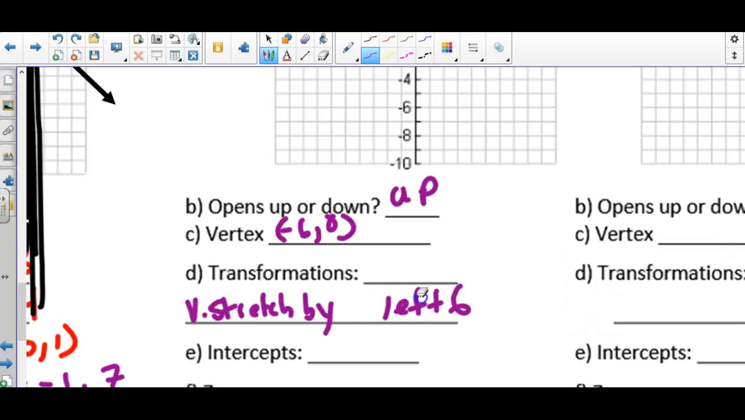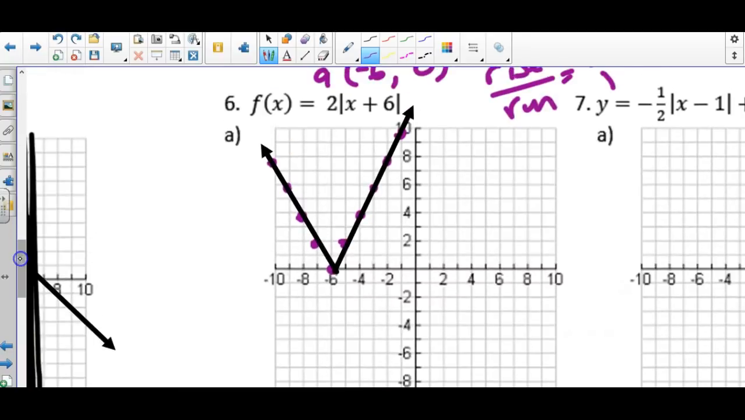All right, do the opposite, so left 6. Now my intercepts, guys. Our intercepts, well, we can see this first one, right? We have one x-intercept, so we have (-6, 0). Next, we need to find this y-intercept.